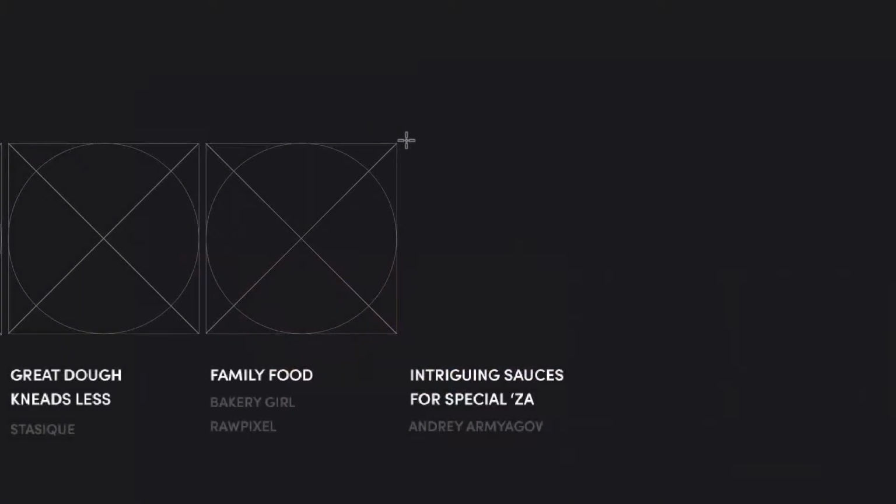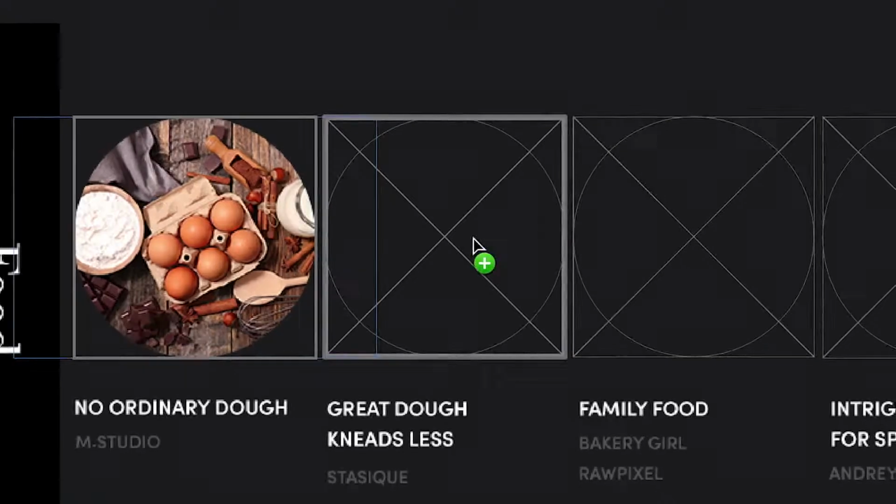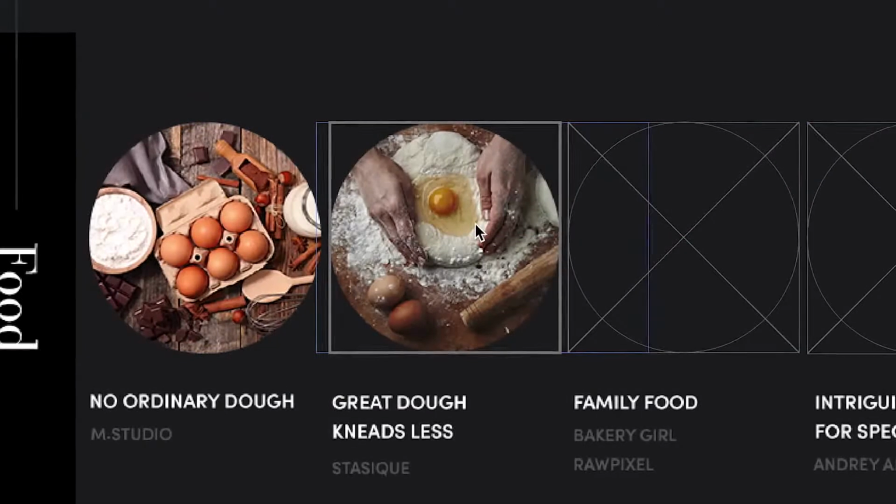And turn shapes or text into frames with our new frame tool. Just drag and drop images whenever you're ready and they'll automatically be resized to fit the frame.